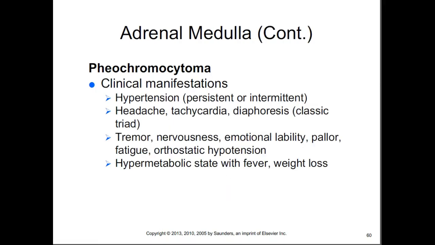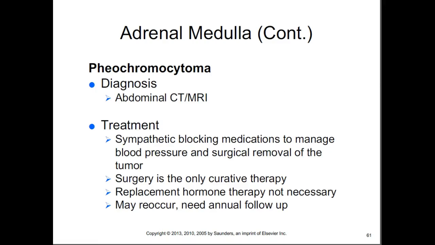So hypertension could be persistent or intermittent. It has headache, tachycardia, and diaphoresis. Those are the classic triad, those three things that you're going to see in a pheochromocytoma. Also tremor, nervousness, emotional lability, pallor, fatigue, orthostatic hypotension, right? Hypermetabolic state with fever and weight loss, right?